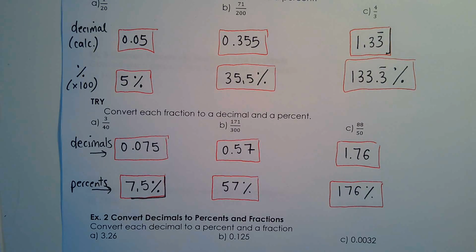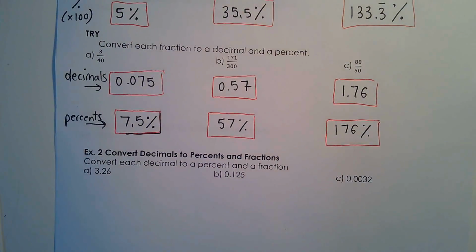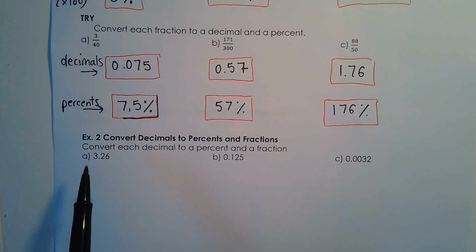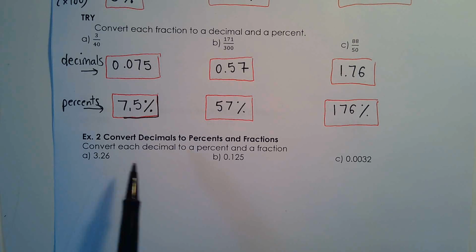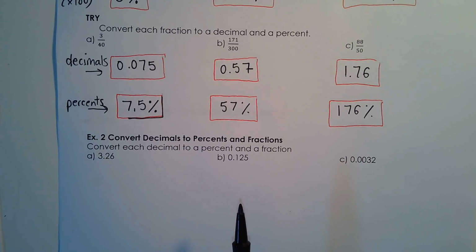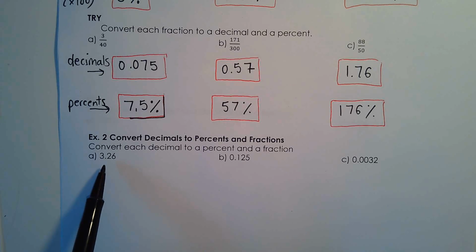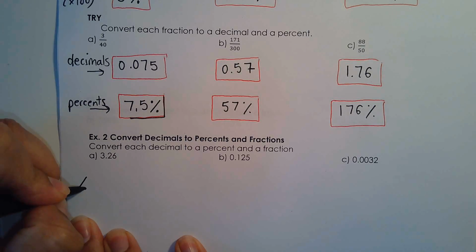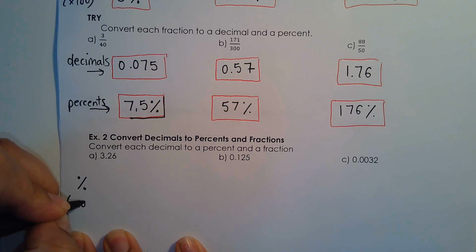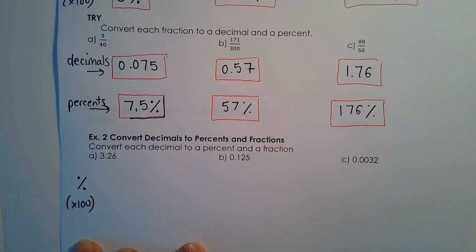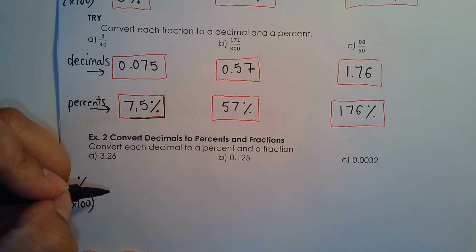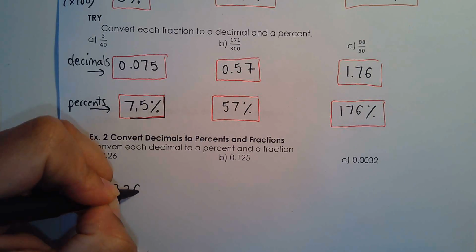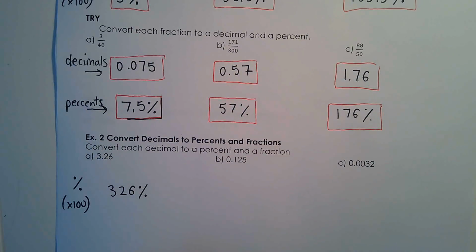Okay, so moving on to example 2, now we're going to start with a decimal and we're going to change it to a percent and a fraction. So let's change it to a percent first. To turn it into a percent, once again, we multiply it by 100. So 3.26 times 100 is 326%.